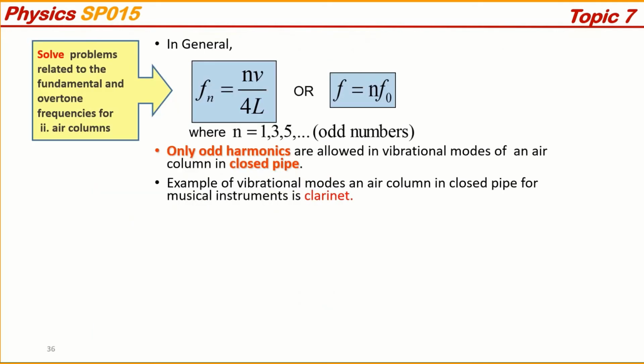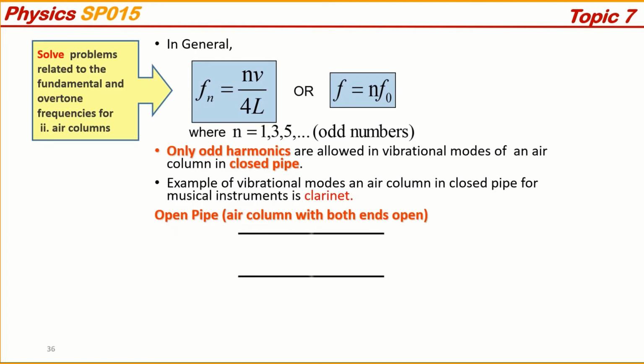So in general, Fn equals Nv over 4L, or F equals N f0, where N equals 1, 3, 5, odd numbers. Only odd harmonics are allowed in vibrational modes of an air column in a closed pipe. An example of a musical instrument with vibrational modes of an air column in a closed pipe is the clarinet. Include in learning outcome. Open pipe, or air column with both ends open.